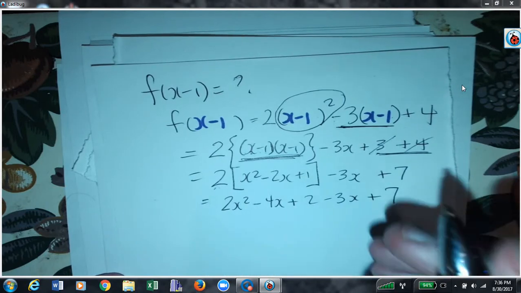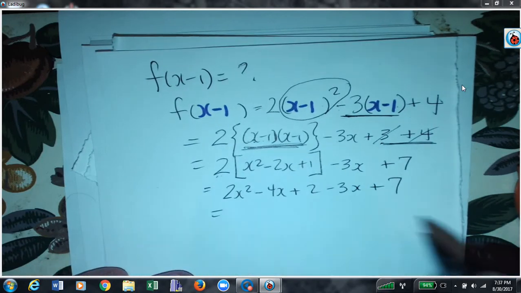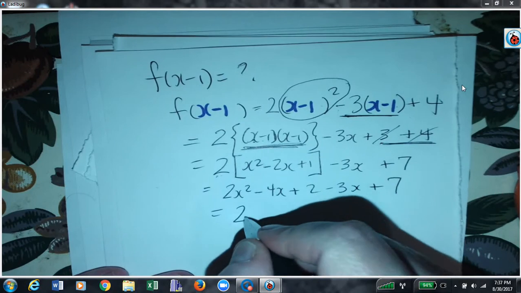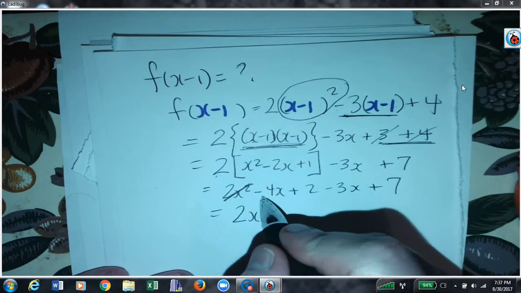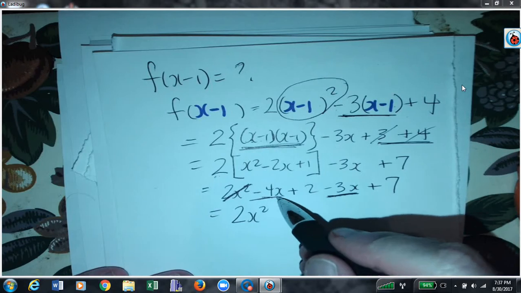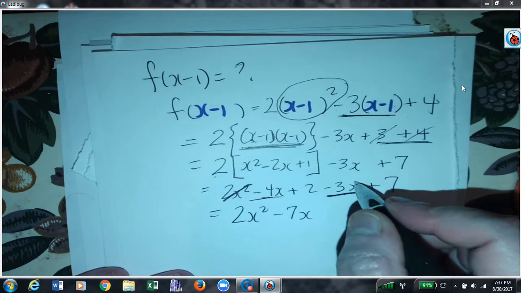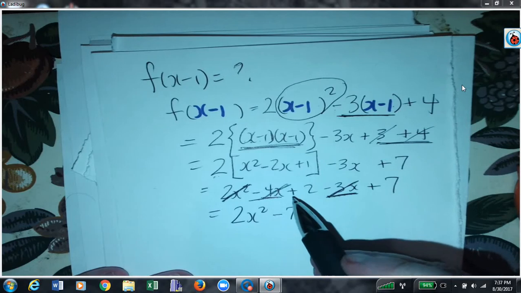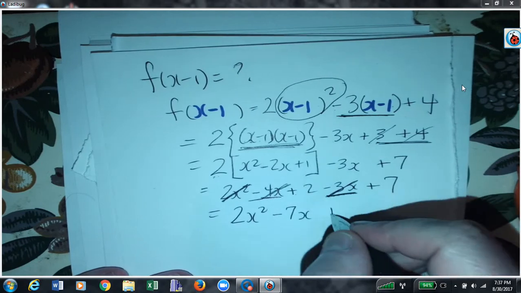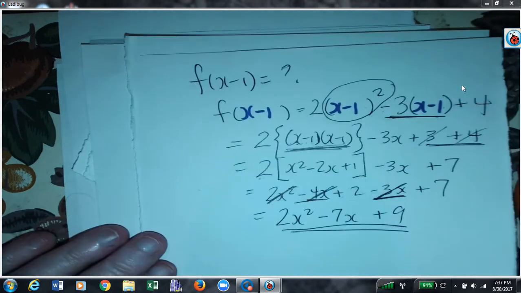Then, okay, I don't have any parentheses, but I do have to collect any common terms. So I have a 2x squared term there. I don't have any more x squared terms. Now I've got an x term there, and I've got an x term there. Negative 4x minus 3x is negative 7x. And then I've got a plus 2 plus 7. So that'll be a plus 9. And that is my answer.